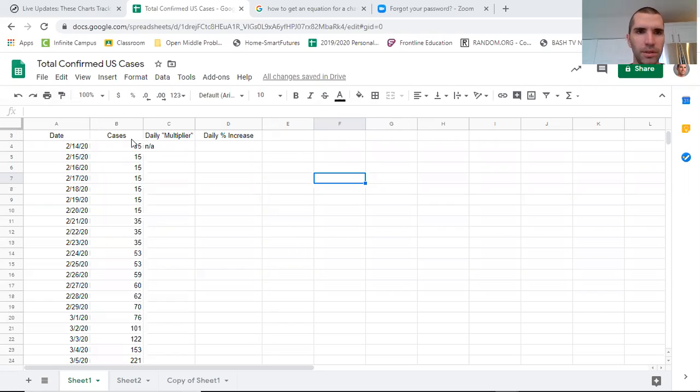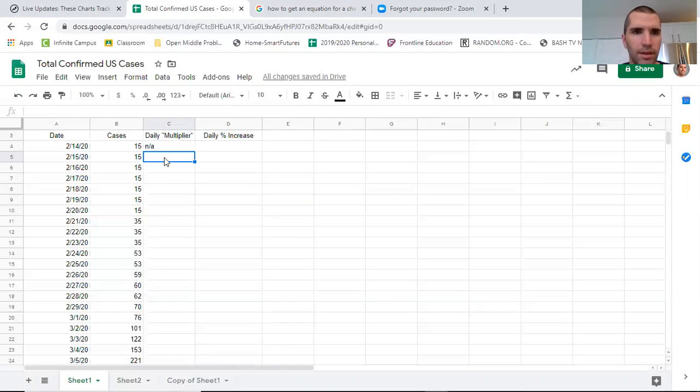So what we can do is, remember, exponential equations have multipliers. And so we can find the daily multiplier. If you look, column A is our date, column B is our cases. I just decided to start February 14th because before that it was relatively low numbers. To find the multiplier, we can click on cell C5. And remember, to find a multiplier, we take a y value and divide it by a previous y value.